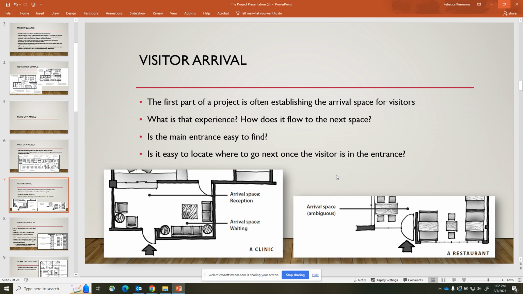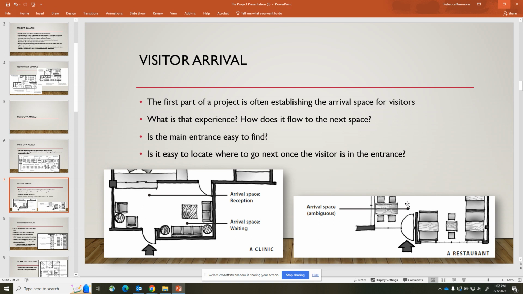Think through how your visitor arrives. Lots of times the first part of the project is understanding where they are coming into the space. It's also the first experience and impression for visitors. So what is that experience? This example here for a clinic, they're coming into a reception space, and there are seating areas, and then they have to wait to be invited back. But they know clearly what they're doing when they come in here.